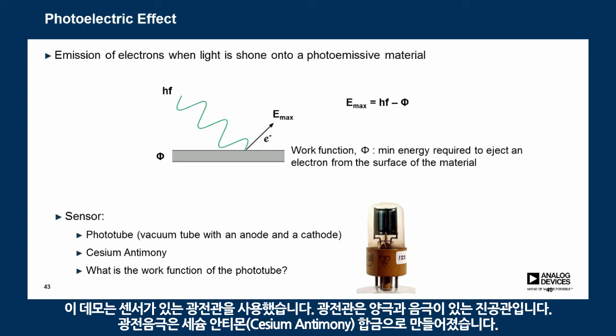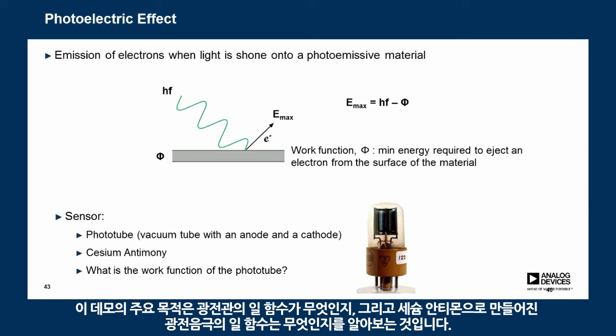Also, for this demo, we are using a phototube as a sensor. A phototube is a vacuum tube with an anode and a cathode. And the photocathode is actually made of an alloy of cesium and antimony. So the main objective of this demo is for us to find out what the work function of the phototube is, or what the work function of the photocathode made out of cesium antimony is.